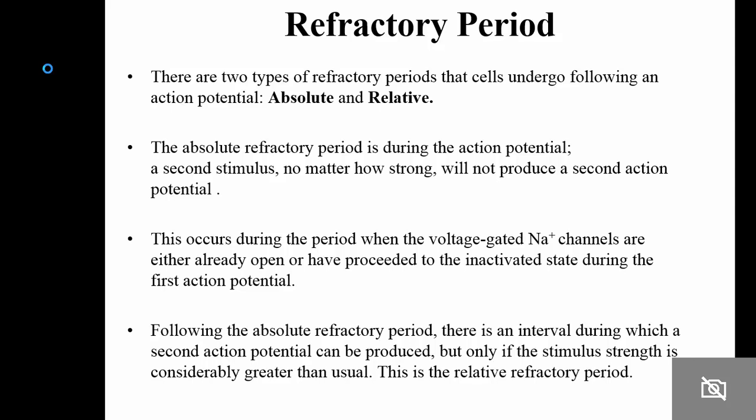So the absolute refractory period, what does it actually mean at a cellular level? This occurs during a period when the voltage-gated sodium channels are either already open or have proceeded to the inactivated state during the first action potential. Following the absolute refractory period is an interval during which a second action potential can be produced, but only if the stimulus strength is considerably greater than usual.